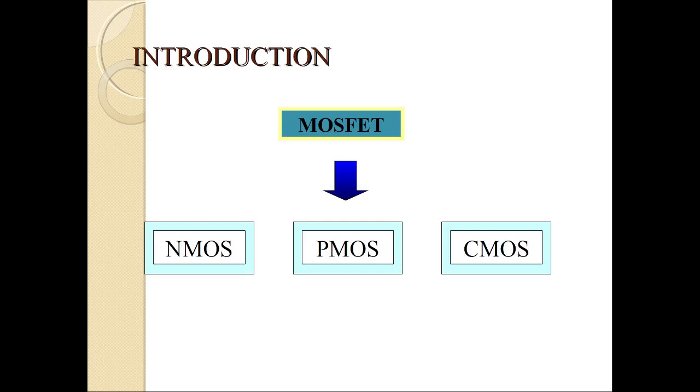So there are three kinds of MOSFETs: the NMOS circuit, then PMOS, and if you are using both, then it is the complementary MOS circuit. NMOS means you are using the N channel, and in the PMOS you are using the P channel. That is nothing but the MOSFETs: N channel MOSFET and P channel MOSFET. If you combine these two in a single circuit, it is called CMOS, that is, complementary MOS circuits.